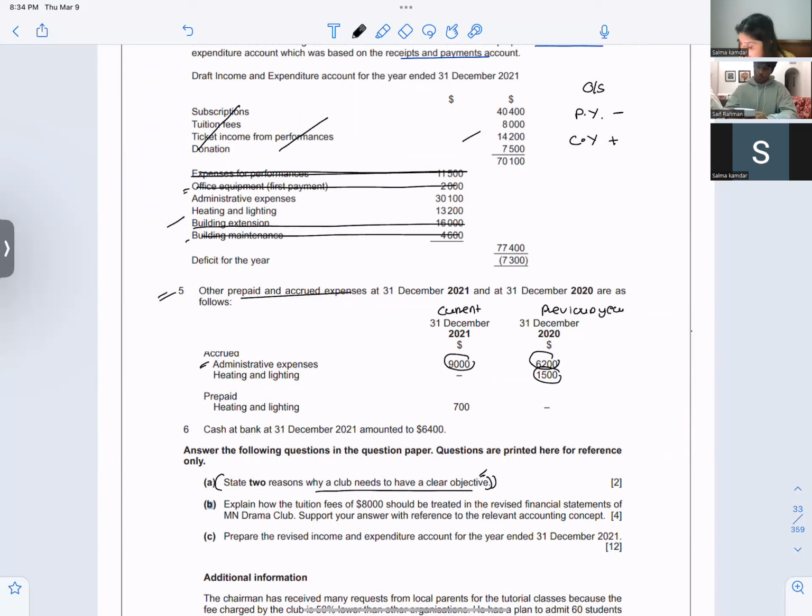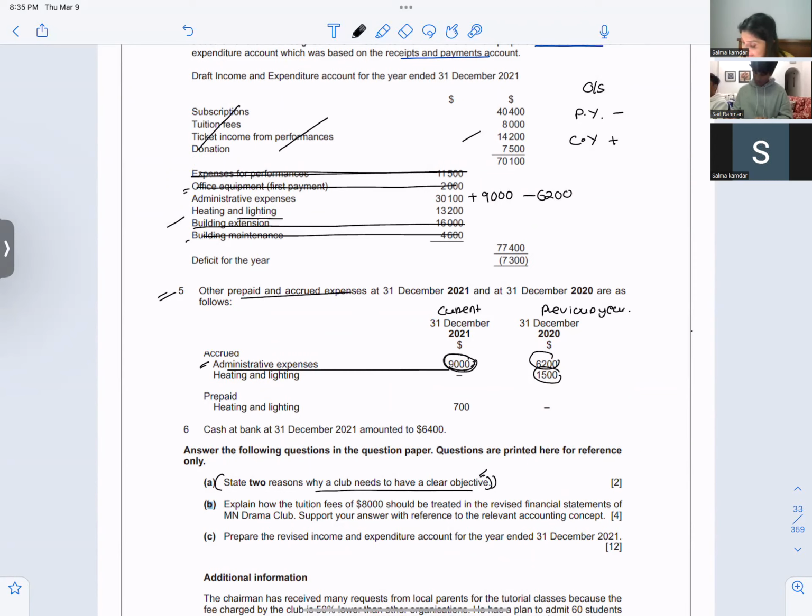Are you with me? So you have outstanding of the current year 9,000 for administrative expenses. Administrative expenses, just tell me about outstanding of the current year. We'll do admin expenses minus 6,200 plus 9,000. 9,000 is of the current year, I will add, and 6,200 is of the last year, I will subtract.